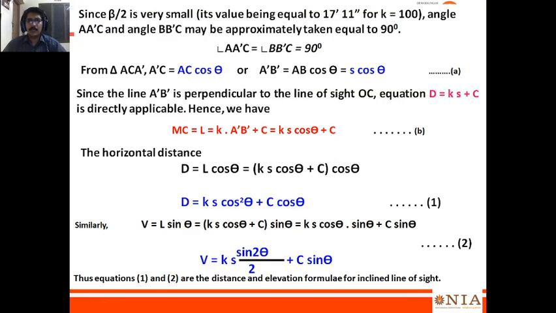Since beta by 2 is very small, how is it very small? Its value is equal to 17 minutes 11 seconds for the constant k equal to 100. So the angle A dash C and angle B dash C may be approximately equal to 90 degree. Since beta itself is this much by 2, it became more or less 90 minus this or 90 plus, it is very near. So we can consider it approximately equal to 90 degree. So the angle A dash C and the angle B dash, let it be 90 degree.